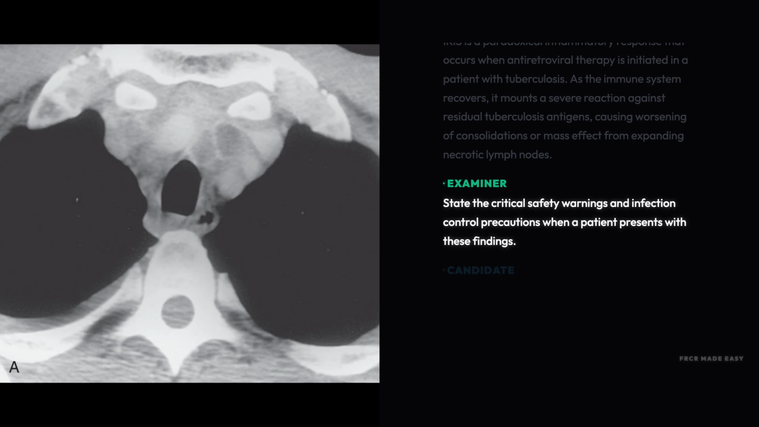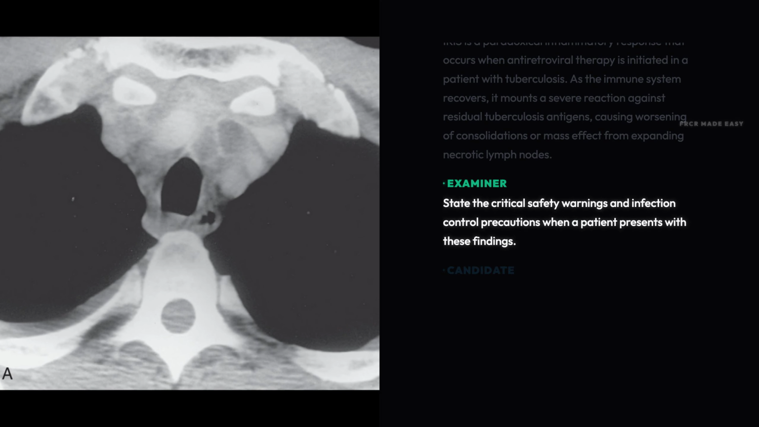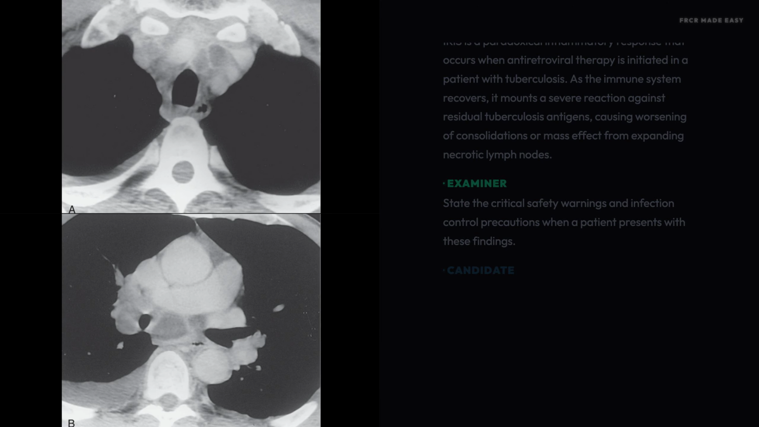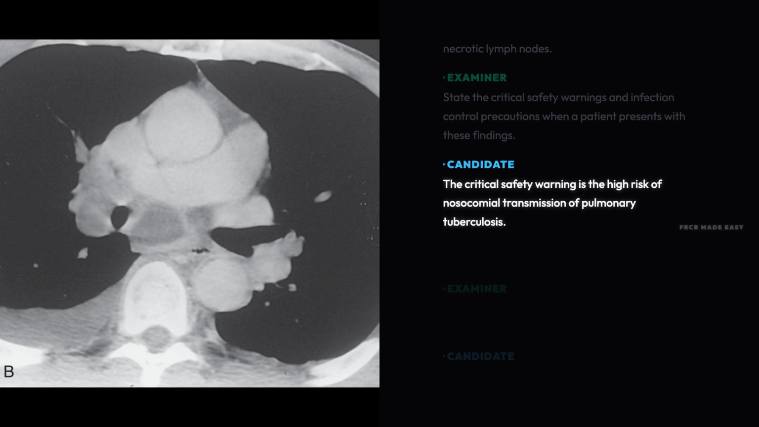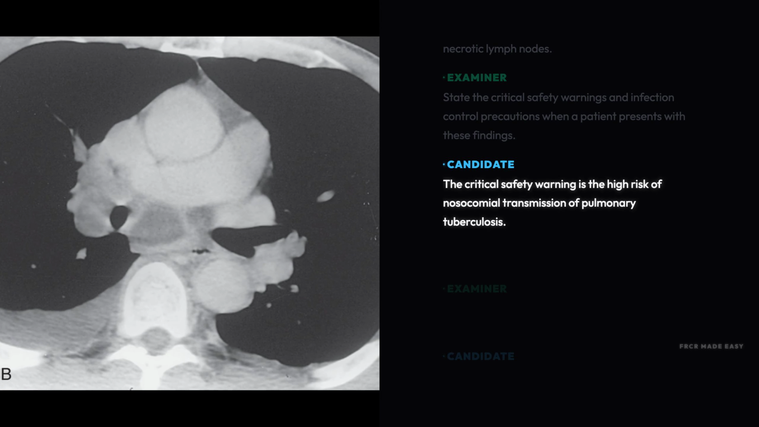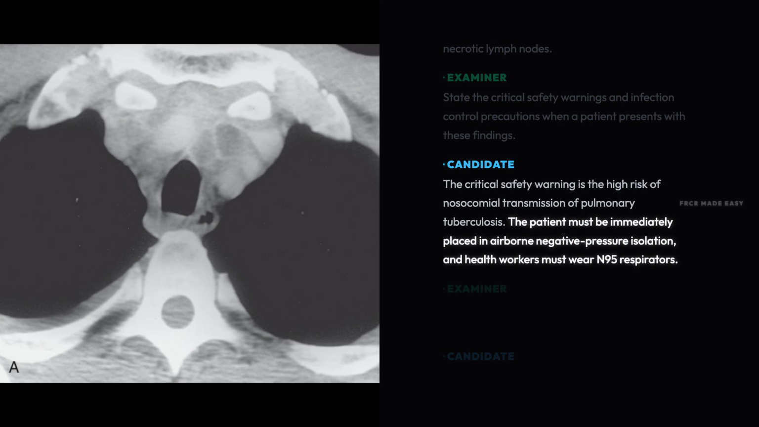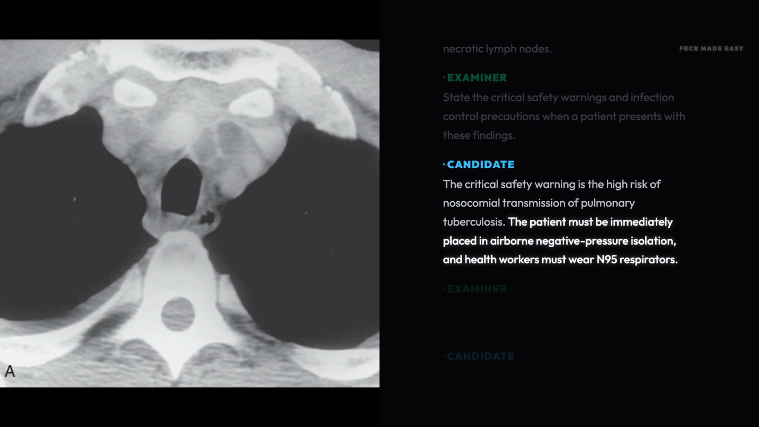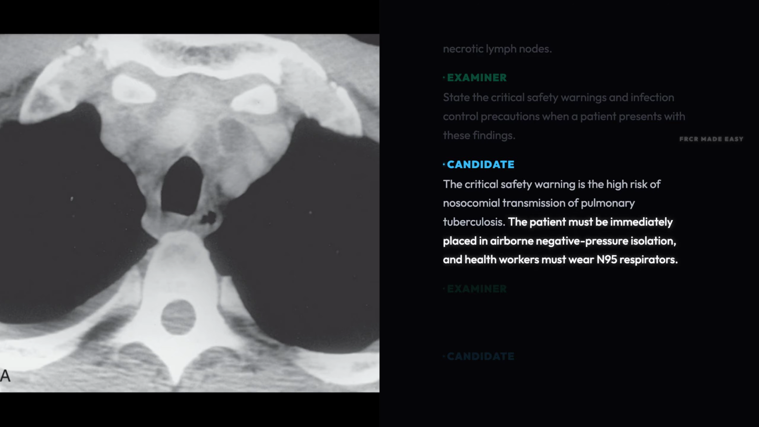State the critical safety warnings and infection control precautions when a patient presents with these findings. The critical safety warning is the high risk of nosocomial transmission of pulmonary tuberculosis. The patient must be immediately placed in airborne negative pressure isolation, and health workers must wear N95 respirators.